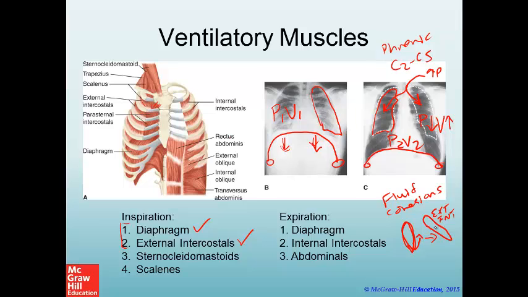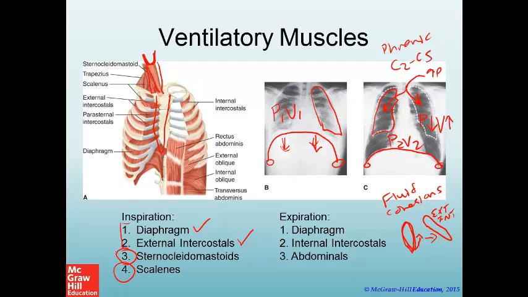Sternocleidomastoids, if you want to breathe even more, you contract your sternocleidomastoids, which attach to the mastoid process on the skull, if you remember that from anatomy. And it has three different heads to the muscle. It has a head that attaches to the sternum, and then it has a couple of heads that attach to the clavicle. Sternocleidomastoid. That pulls the rib cage up towards the head, increasing the volume in the vertical direction.